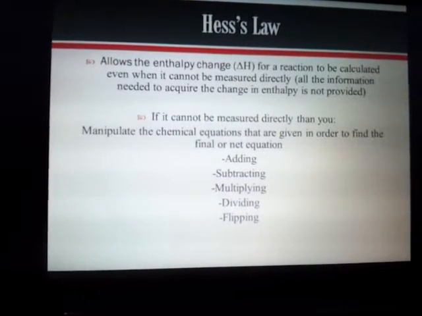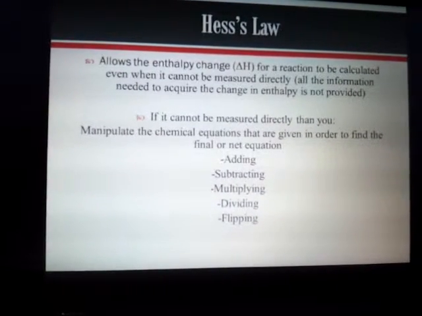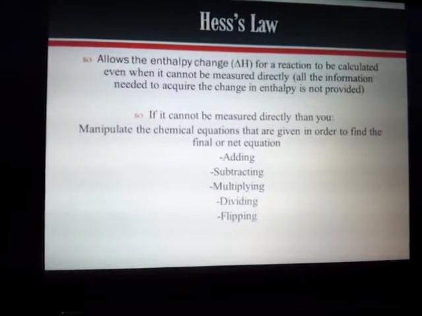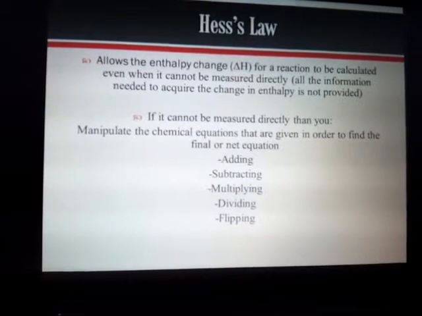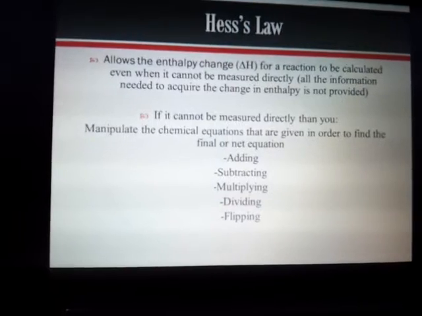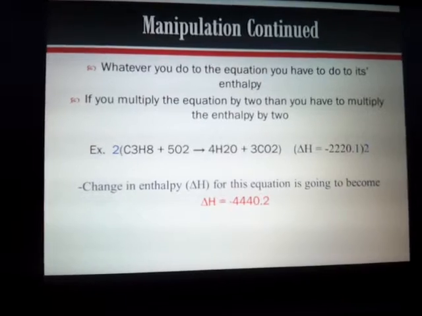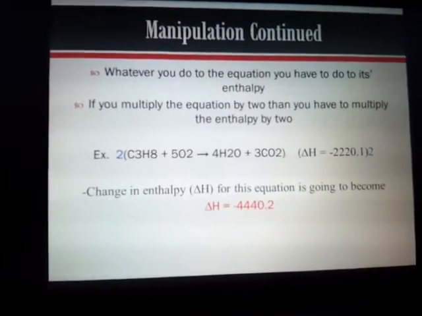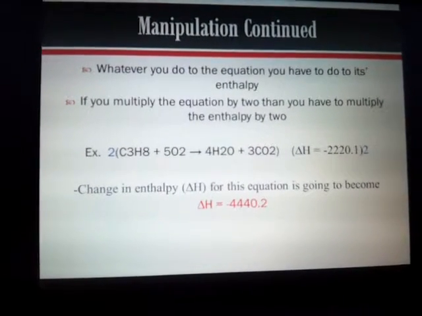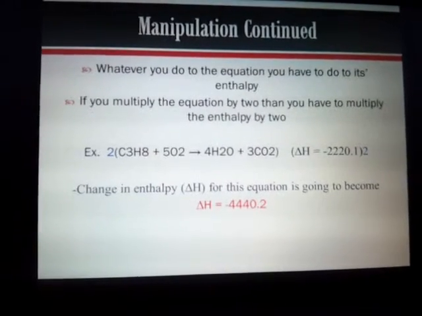If it can't be measured directly, then you have to manipulate chemical equations that are given along with their enthalpies to find a net or final equation. And you basically manipulate by adding, subtracting, multiplying, dividing, and flipping. And I'll explain flipping later on in the video. So keep this in mind: whatever you do to the equation, you also have to do to its enthalpy. Both of these things are going to be provided in a problem.